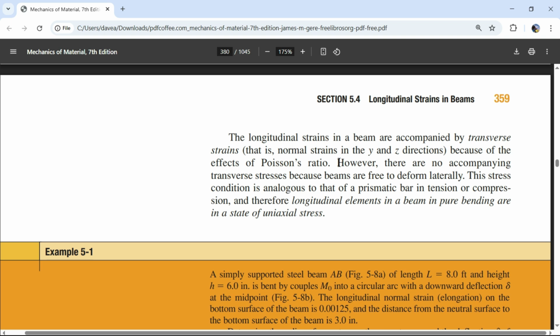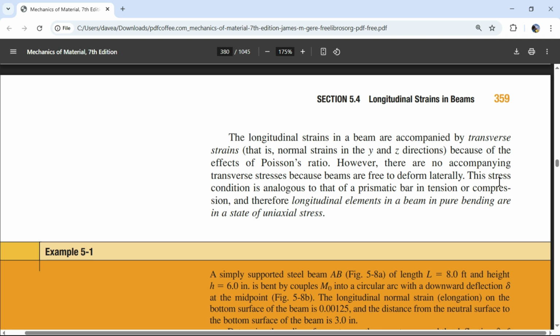Okay, I need to read this one again because this is one that I feel like I push back against. So, however, there are no accompanying transverse stresses. The transverse directions were the y and z directions. But there's no stresses in those directions because the beams are free to deform laterally. I guess that's just the nature. That's something where I need to read more literature to feel it.